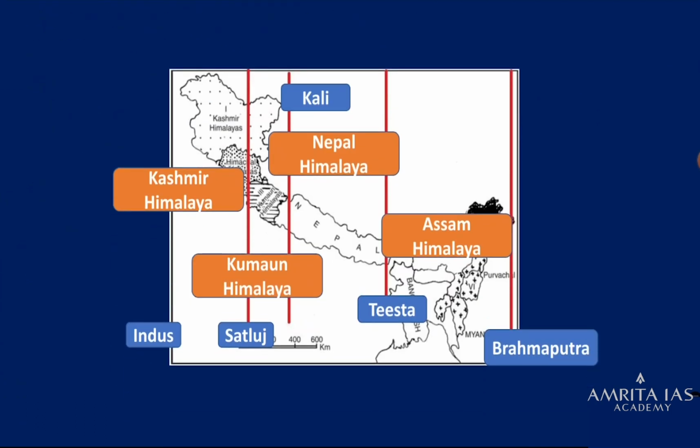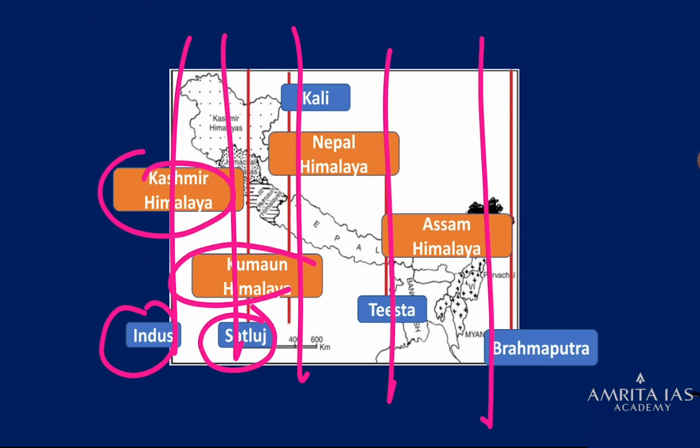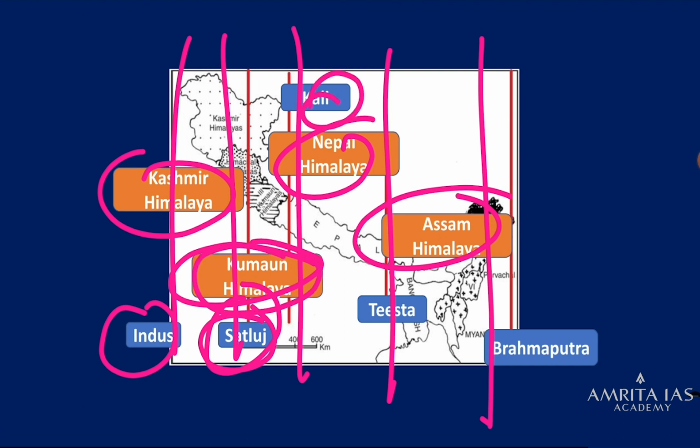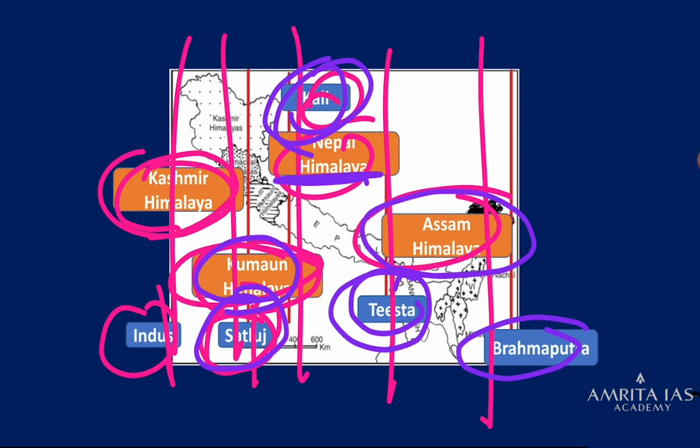This map you just need to remember. Starting with the rivers Indus, Satluj, Kali, Teesta and Brahmaputra, and in between just name the Himalaya. The Kashmir Himalaya is between Indus and Satluj. Between Satluj and Kali we have the Kumaon Himalaya. Between Kali and Teesta we have the Nepal Himalaya. Between Teesta and Brahmaputra we have the Assam Himalaya.